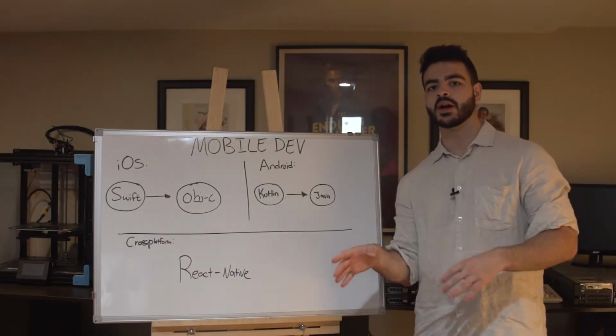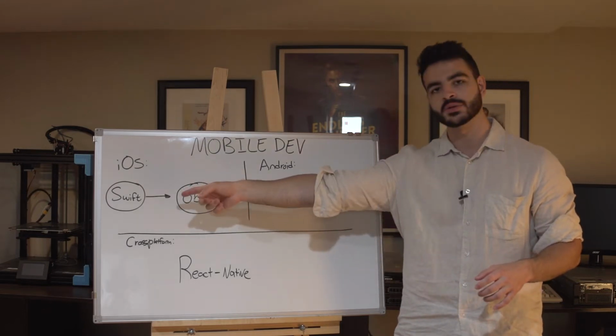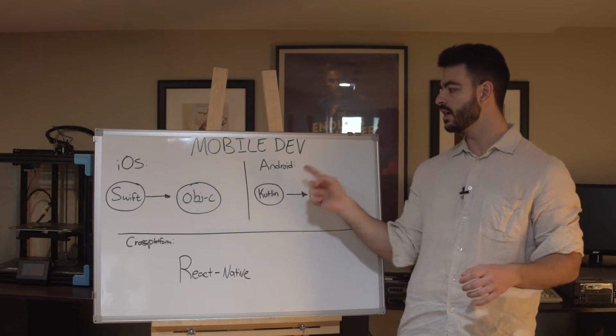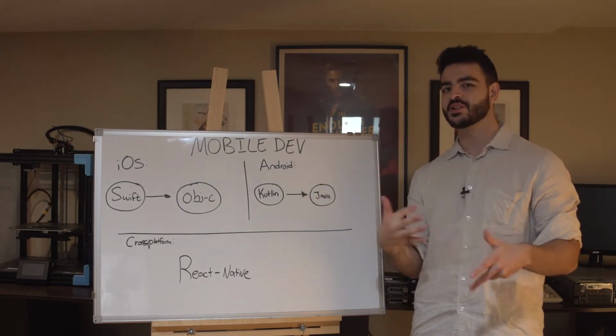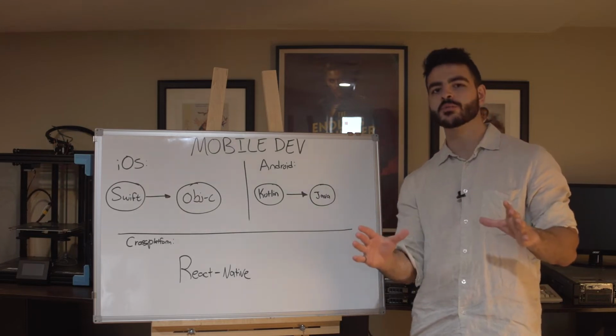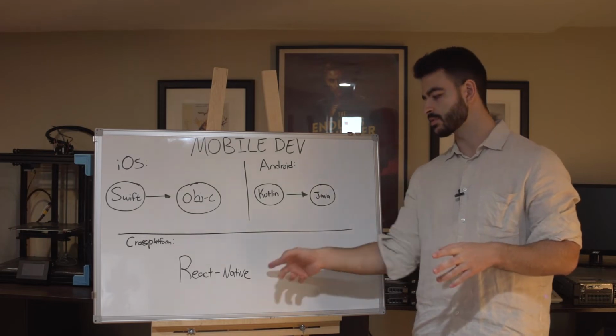If you want to make apps for iOS or Android, then your roadmap is pretty set in stone. For iOS, you're going to want to start with Swift and then move on to Objective-C. For Android, it will be Kotlin and then Java. Now, there is an alternative if you want to just write one code base and have it used for both iOS and Android. And that alternative is React Native.